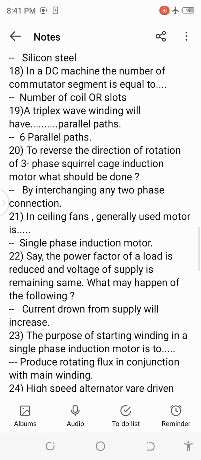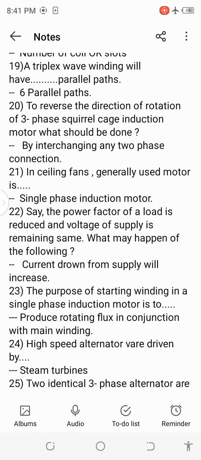21. In ceiling fans, generally used motor is single-phase induction motor. 22. Say the power factor of a load is reduced and voltage of supply remains the same. What may happen of the following? Current drawn from supply will increase.